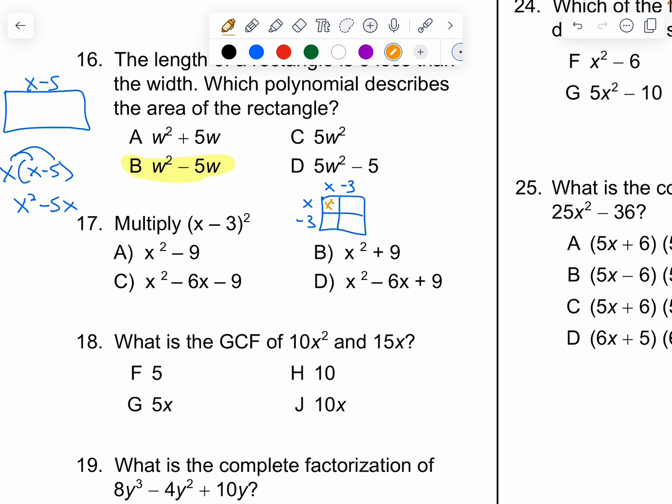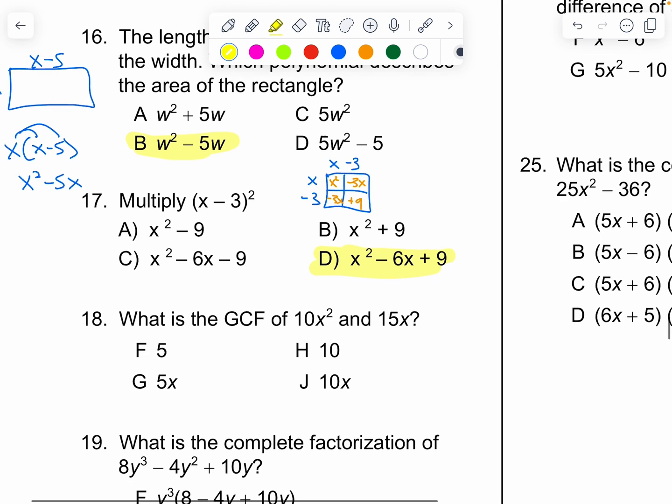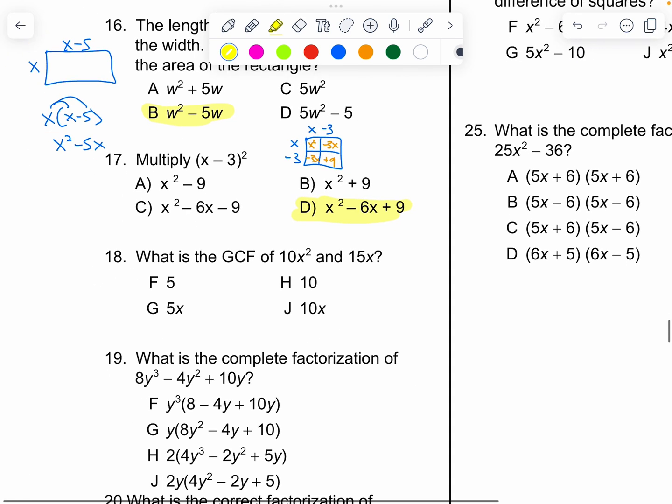So we get x squared minus 3x minus 3x plus 9. Negative times negative is a positive. Negative 3x plus negative 3x is negative 6x. So it looks like D is the answer I am looking for. Not a hard question, often missed when students rush.